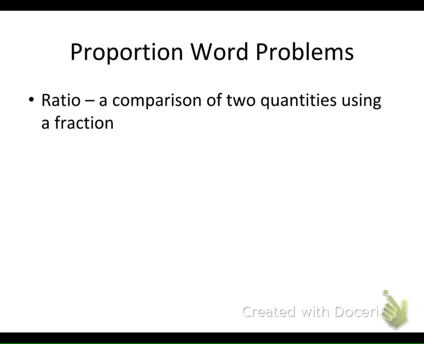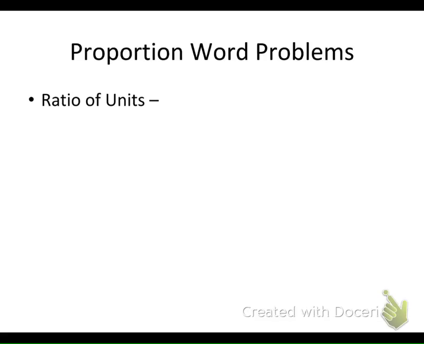The second term that you're going to need to know is a ratio of units. So a ratio is a comparison of two quantities or two numbers. What's a ratio of units going to be? We know a ratio is a comparison of two quantities. Quantities means the number, more than one. So a ratio of units is going to be a comparison of two.